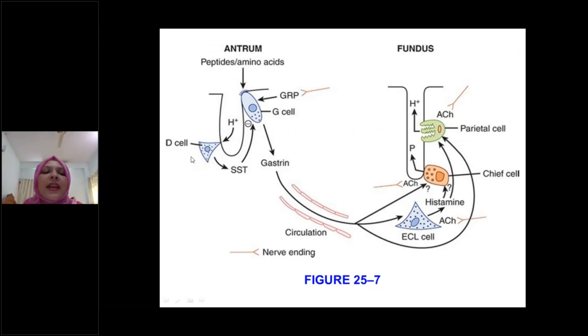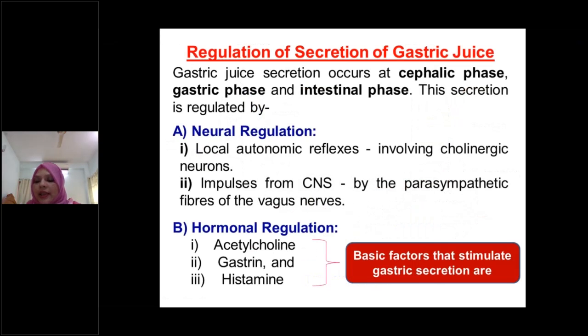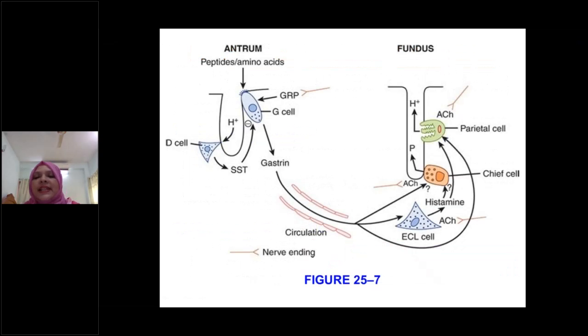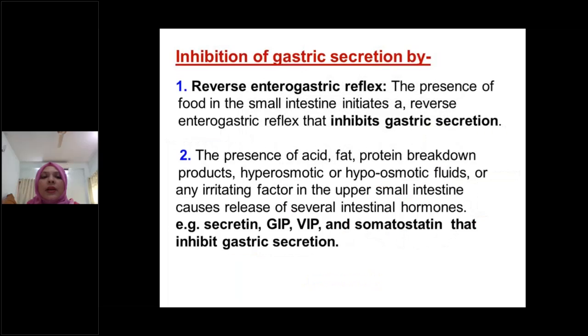Now see here, somatostatin, SST means somatostatin. These cells of the antrum of the stomach secrete somatostatin, which always inhibits, see here, it inhibits G cell to secrete gastrin. This is the regulation pathway of gastric juice secretion, okay? You have to start from here. You have to draw this figure from 26th edition Ganong. This is the inhibition of the gastric secretion.